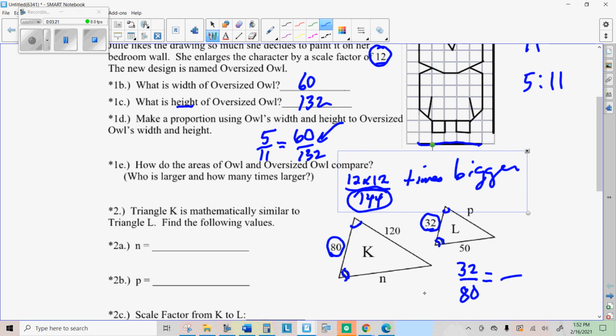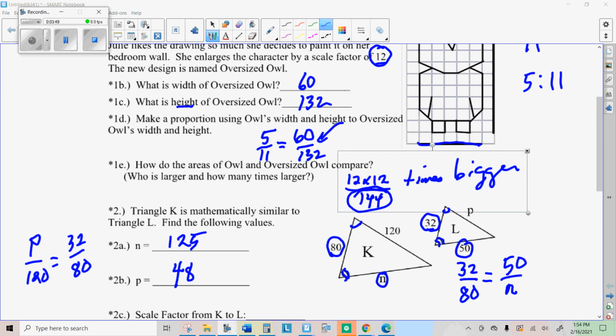Okay, now if we want to find n, n is from the big triangle, so that goes down by the 80. And then the number that goes with that, that comes from the small triangle, is 50. 50 and n are corresponding. Okay? All right, so go ahead and cross multiply and divide, see what you get, and also set up your proportion to find p and find that also.